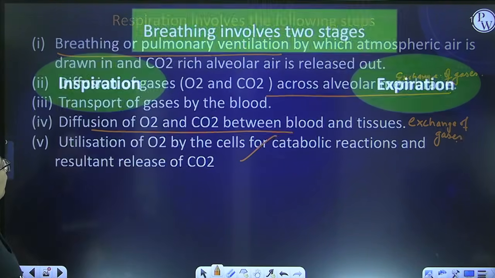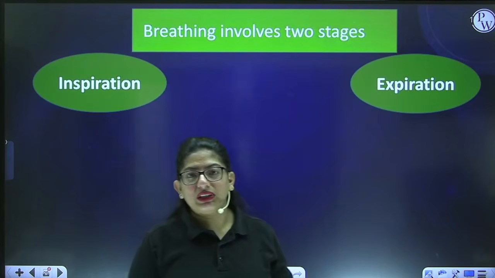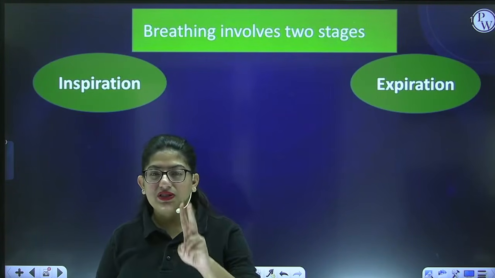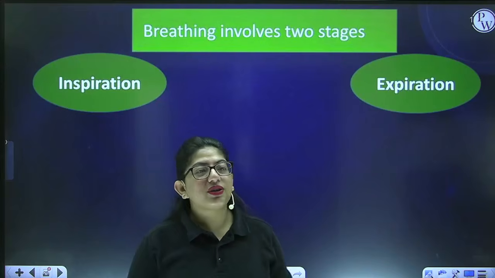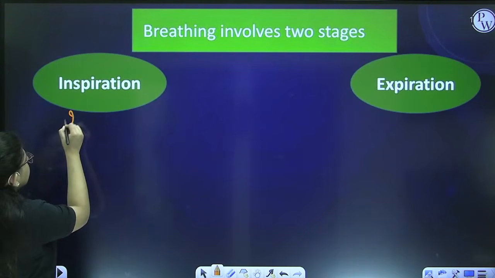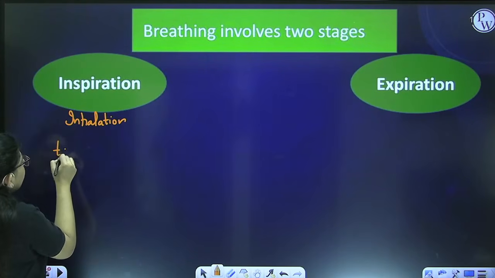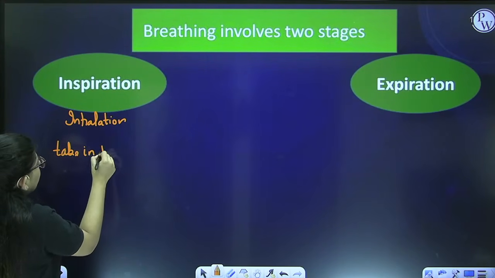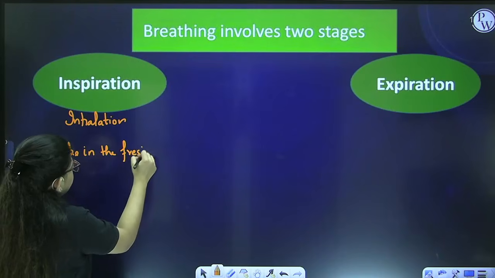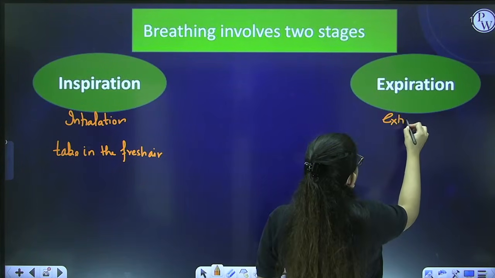Okay, all right. So first of all, we'll talk about breathing. So entire breathing or pulmonary ventilation takes place in 2 steps. One is you inhale the air, another you exhale the air. So inspiration is also known as inhalation. What do you do in inhalation? We take in the fresh air. And in exhalation or expiration, what do we do?